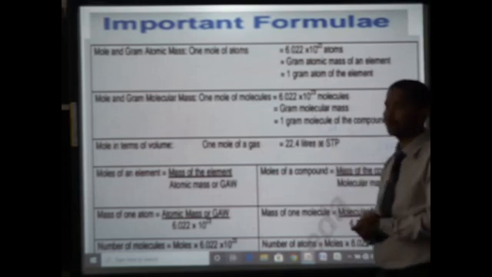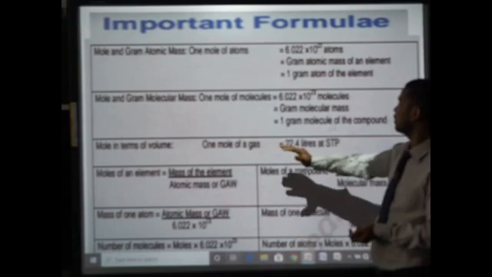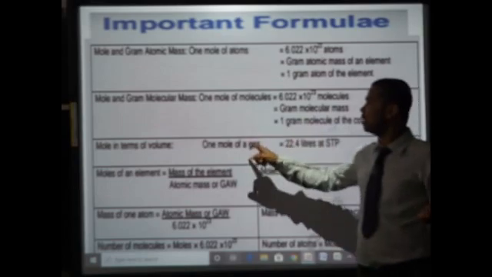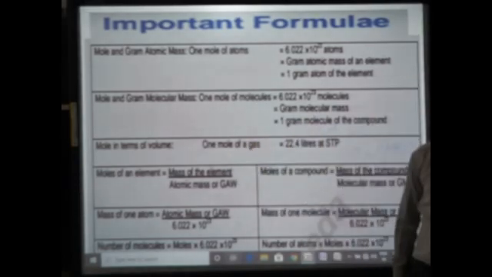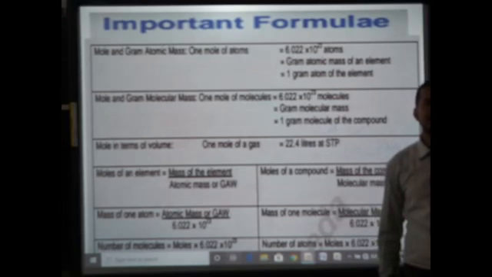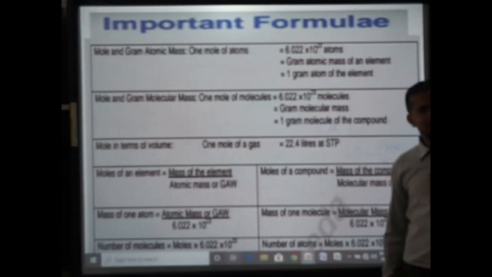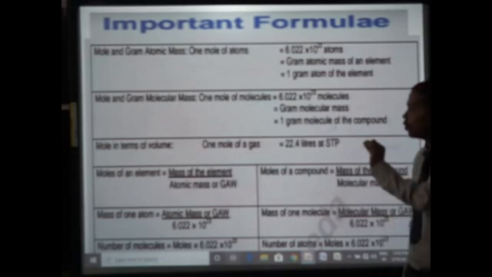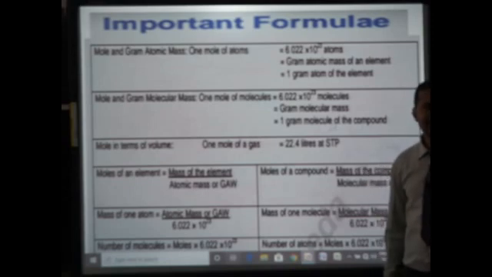Then how to relate a mole in terms of volume? So 22.4 liter at standard temperature and pressure of any gas is called 1 mole of that gas. It means 22.4 liter of hydrogen gas is equal to 1 mole of hydrogen gas. 22.4 liter of nitrogen gas is equal to 1 mole of nitrogen gas. 22.4 liter of carbon dioxide gas is equal to 1 mole of carbon dioxide gas.